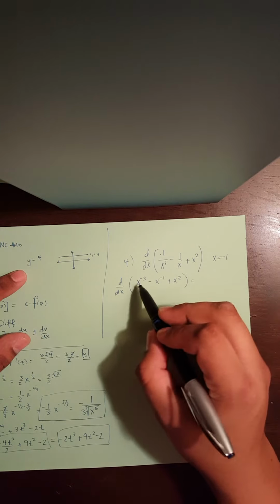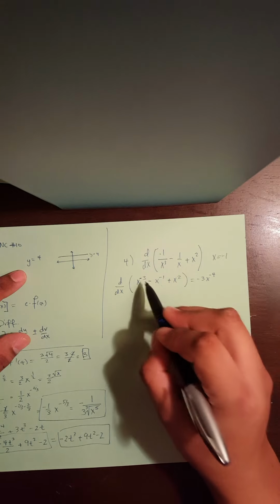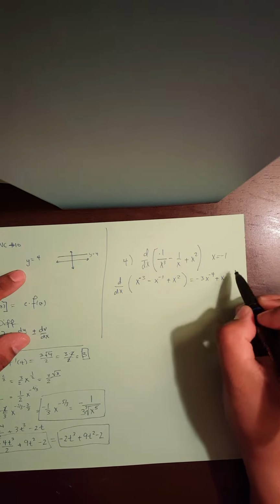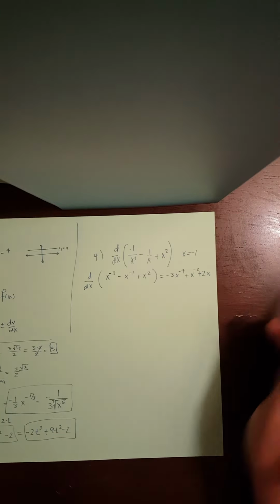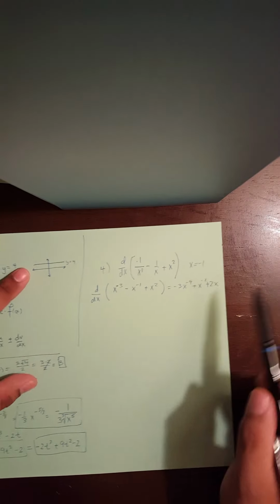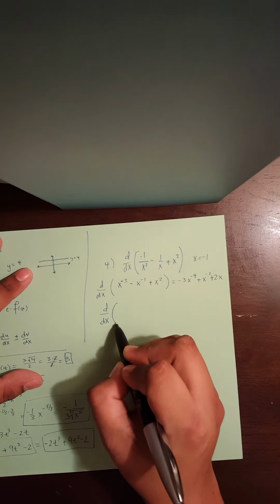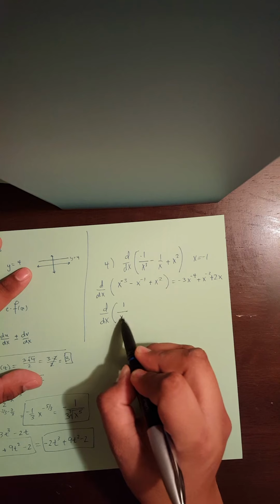Okay, so now it's ready to take the derivative. It's going to be negative 3x to the negative 4 because we take away 1, plus, because negative times a negative is a positive, x to the negative 2 because we take away 1, plus 2x. Now this is the derivative, but I've got to plug this in. So in order for me to keep the notation so it can look nice, I'm going to rewrite the top one.